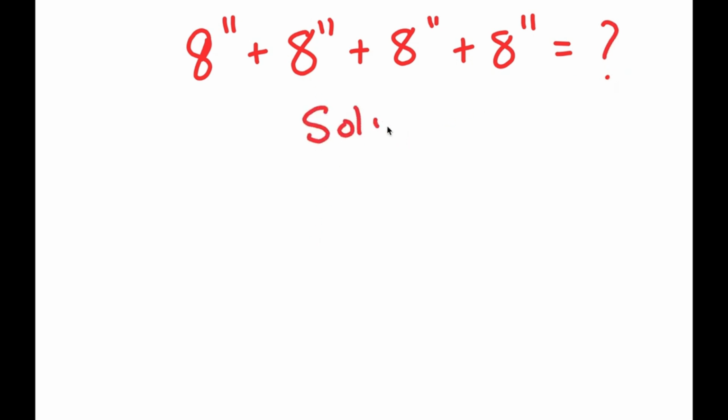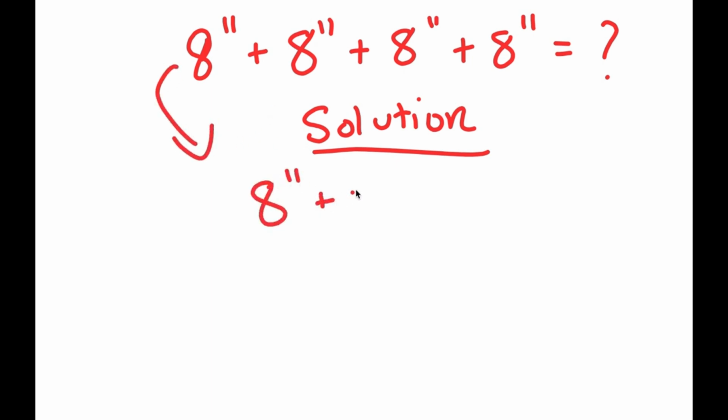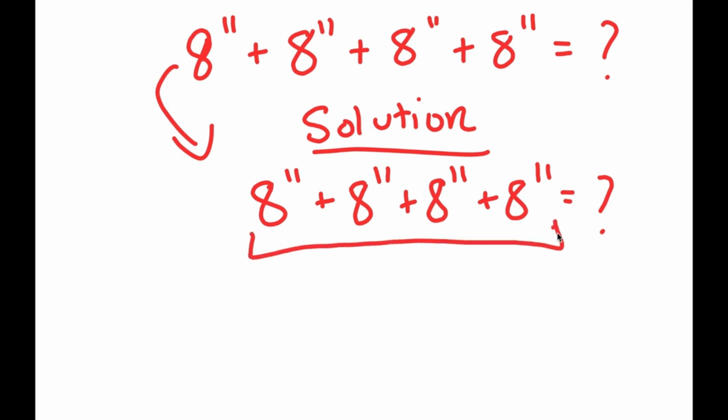So for my solution, I'm going to rewrite my problem over here. So 8 to the power of 11 plus 8 to the power of 11 plus 8 to the power of 11 plus 8 to the power of 11. Now, notice how all of these terms here are the same. So I have all the same terms adding with each other.